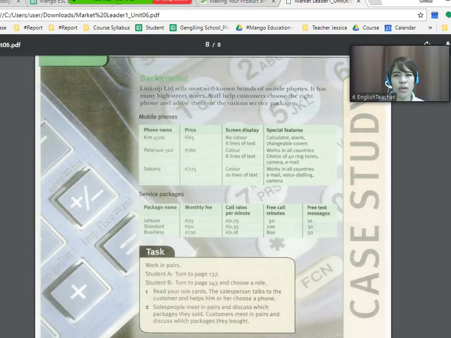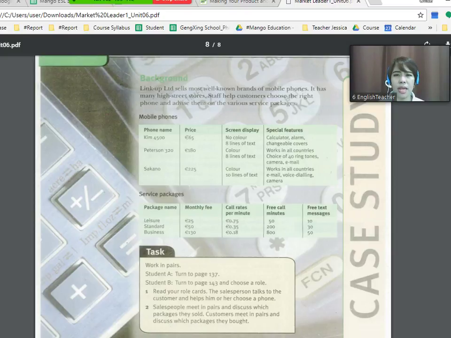Okay, so let's try to read the information on mobile phones. We have phone names, prices, screen display, features. Okay, and for the service packages, we have package name, monthly fee, call rates per minute, free calls or free call minutes, and free text messages.